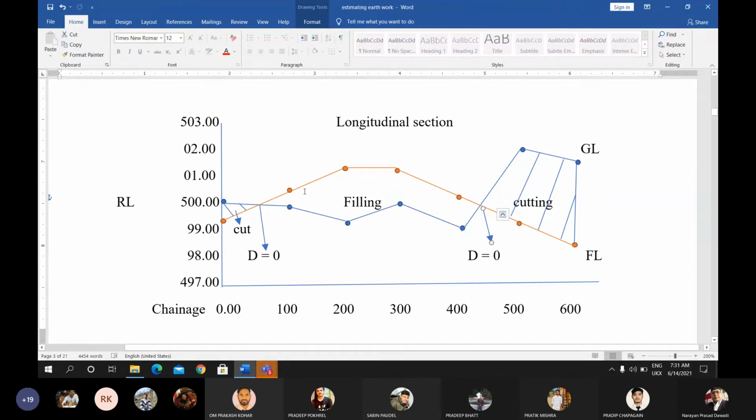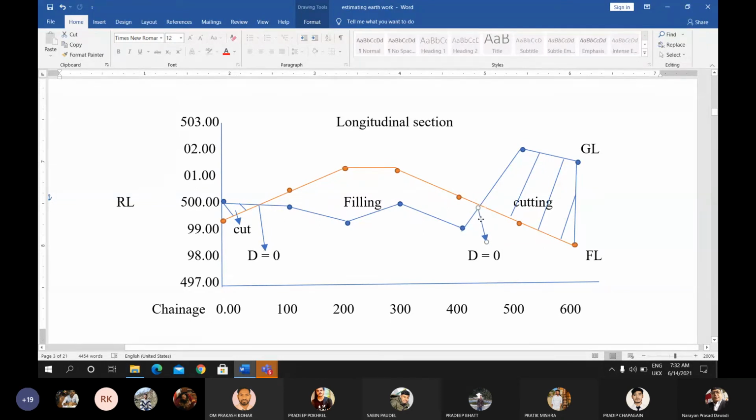So from cutting to filling, there is a chance of intersection of the ground level and the formation level in between. At the point where the formation line and the ground line intersect, the depth will be 0. Similarly here also, the formation line and the ground line intersect.